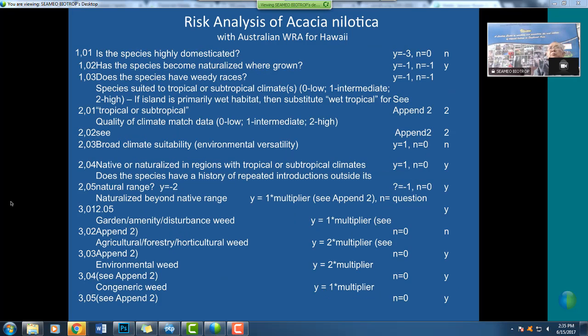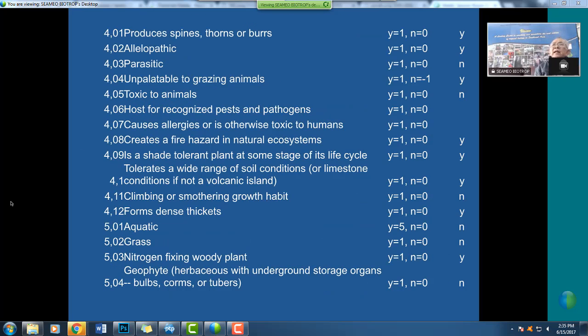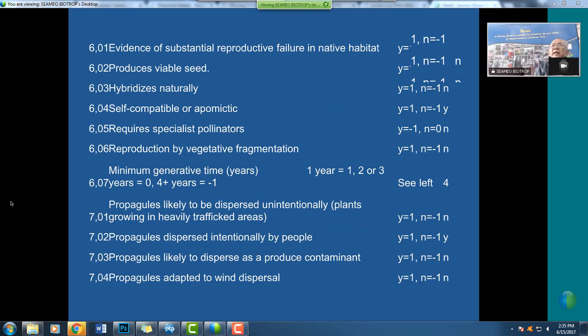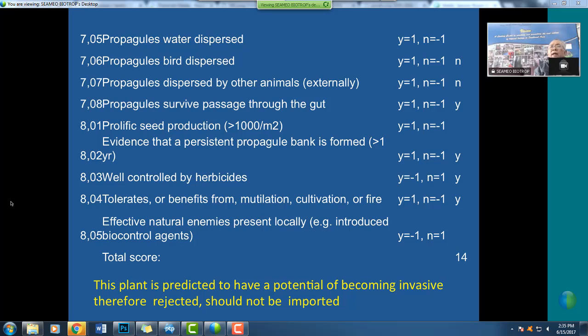So this is an example, and I don't have to go through this, but just to show you. This plant has been analyzed and is predicted to have a potential of becoming invasive because the total score was 14 and it is more than 6, and therefore this plant must be rejected. That should not be imported to the country.